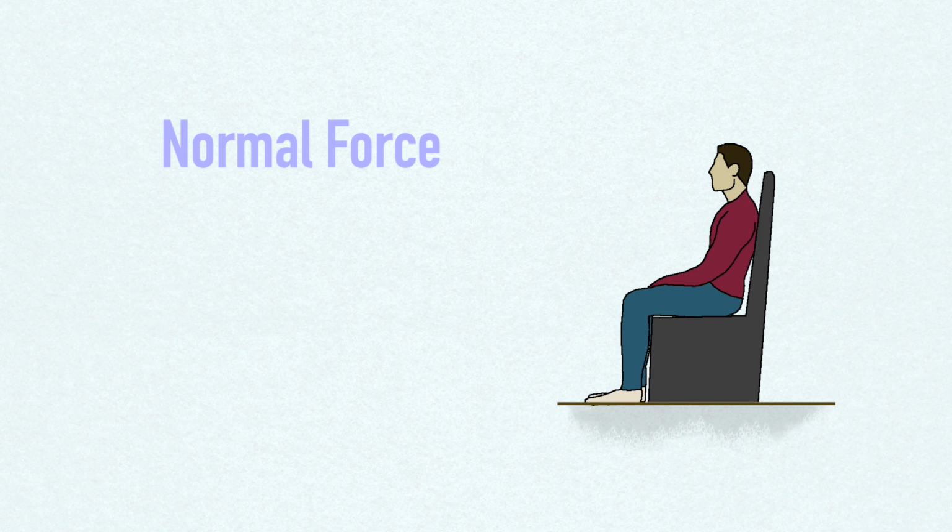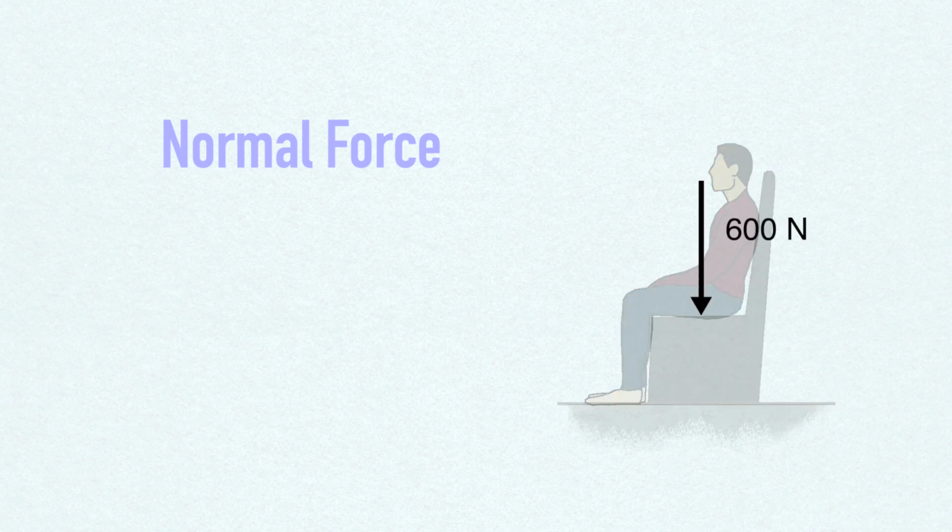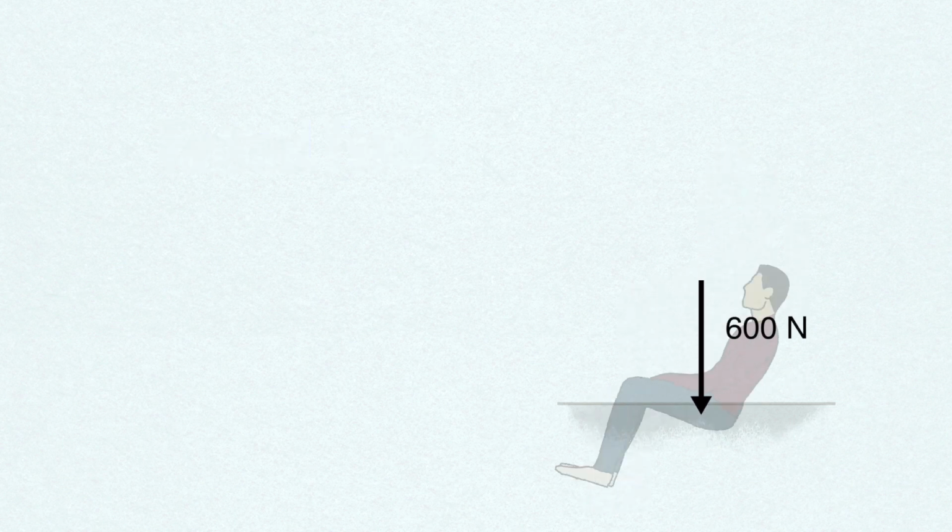The normal force is basically a direct consequence of gravity. What do I mean by that? Well, imagine a person sitting in a chair. Let's say the person's body weight applies 600 newtons of force down onto the chair. Because the chair is supporting the person's weight, the chair must also be exerting 600 newtons back up onto the person. Otherwise, the person would fall through the chair and onto the floor.